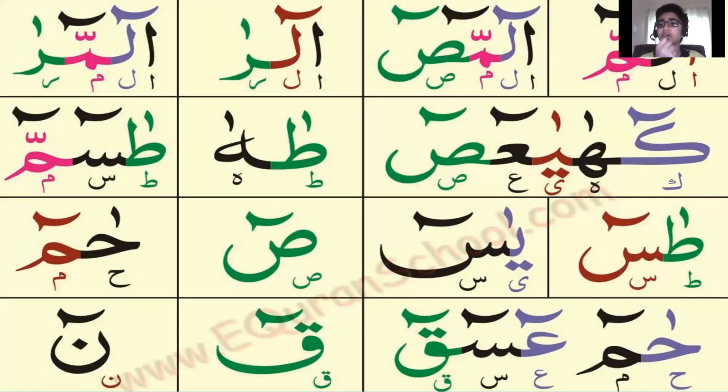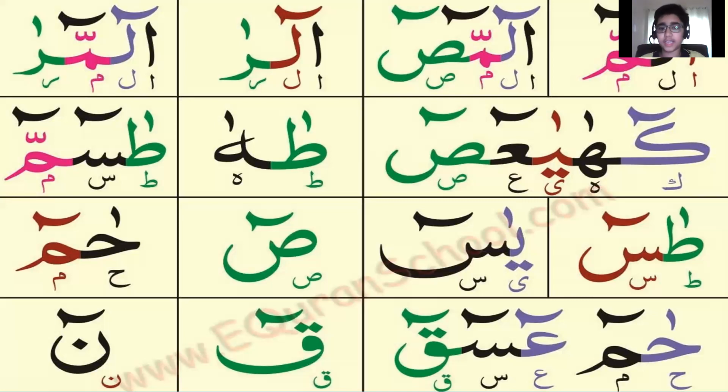Ta sin. I'll read it again. Ta sin. So here we have a combination of the letters ta and sin. Here I read the ta by raising and relaxing 2 fingers, and the letter sin by raising and relaxing 5 fingers.